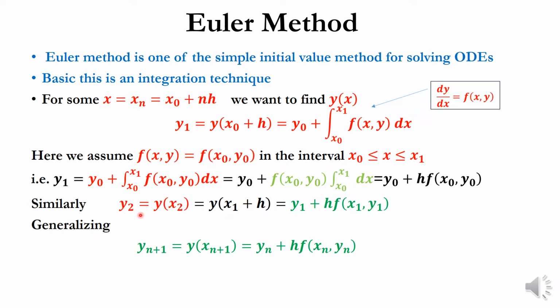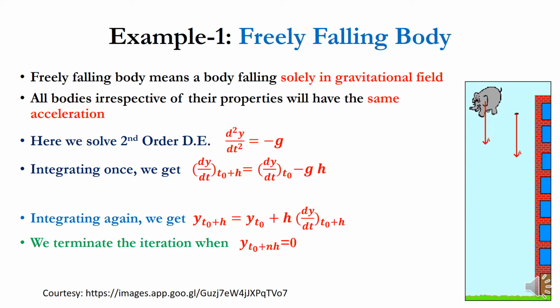Similarly, for the second interval, y2 is obtained like this: y2 is equal to y of x2 is equal to y of x1 plus h equal to y1 plus h into f of x1, y1. So generalizing, we get yn plus 1, that is y of xn plus 1, equal to yn plus h into f of xn, yn. So we will see some examples for this Euler method.